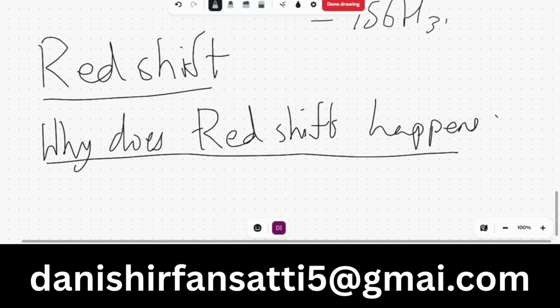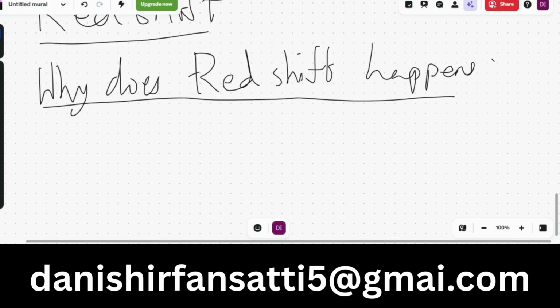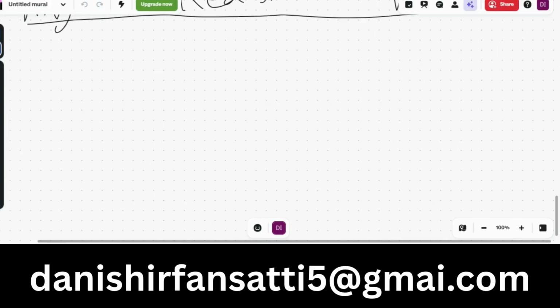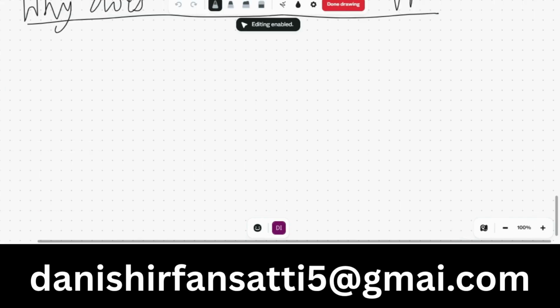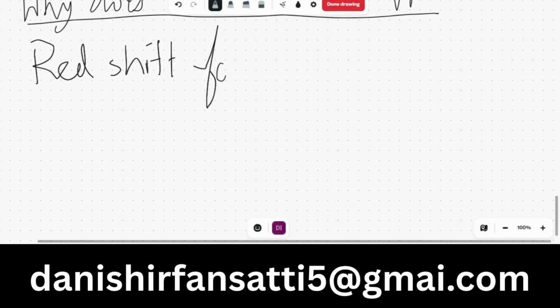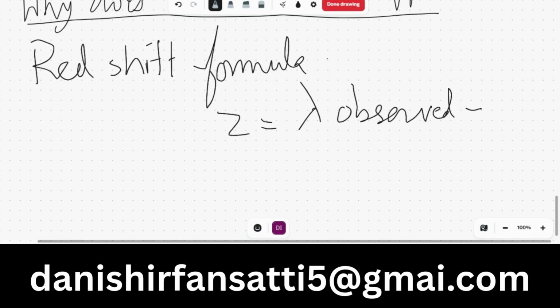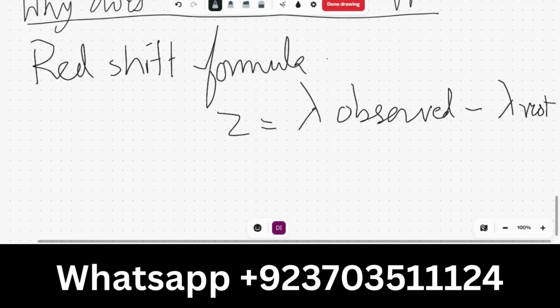Okay, now how can we calculate the redshift? The redshift formula is z is equal to lambda observed, that is wavelength observed, minus lambda at rest, divided by lambda at rest.